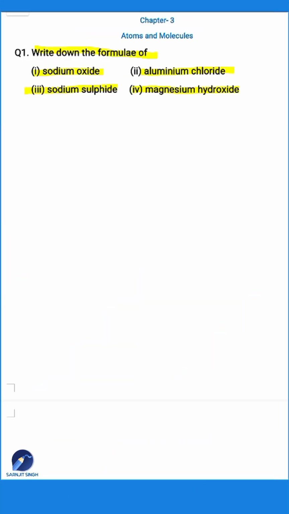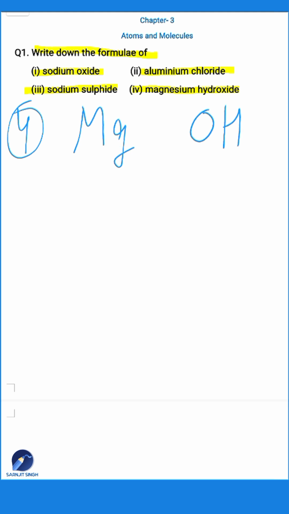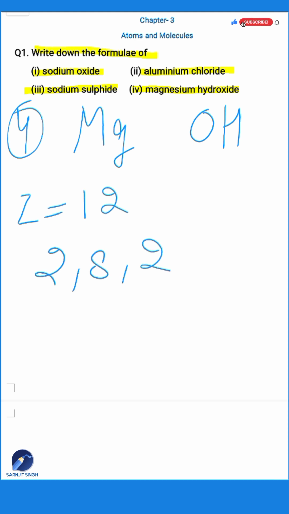Now the fourth part is magnesium hydroxide. We know that magnesium has the symbol Mg and hydroxide has the symbol OH. For magnesium, Z is equal to 12. The atomic number of magnesium is 12. So what is the electronic configuration of magnesium? That is 2, 8 and 2, because in the first shell 2 electrons are there, in the second shell 8, and in the third shell again 2 electrons are there.